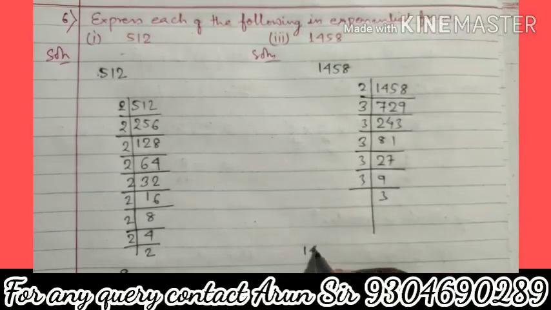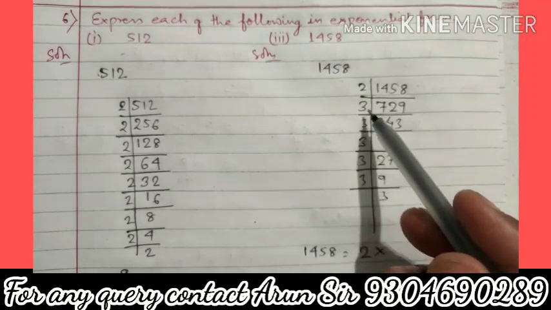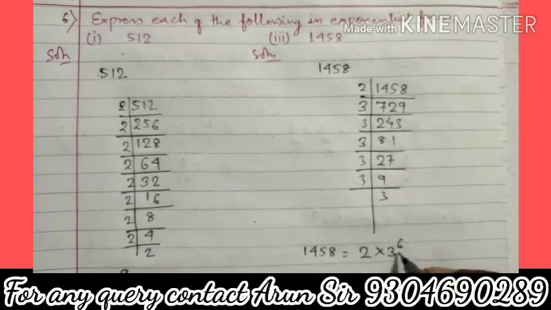For 1458, how can we write it? Only 2 is multiplied 1 time. How many times has 3 been multiplied? 1, 2, 3, 4, 5, 6. We can write 2 into 3 to the power 6. This will be your answer. By this method, you can solve the remaining questions.